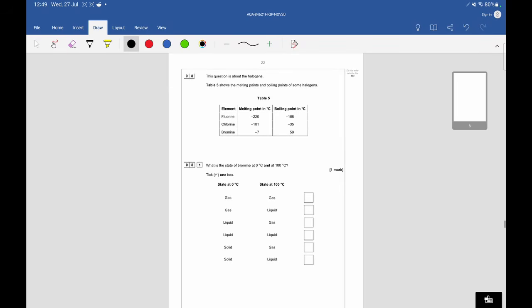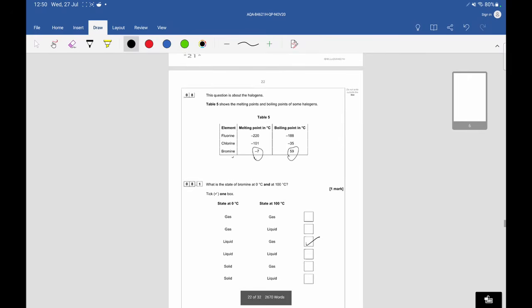Question number 8 is all about the halogens, and it says what state is bromine at 0 and 100 degrees? Well, if we look at the bromine here, the -7 is when it melts and it boils at 59. So at 0 degrees, it is above its melting point. This means it will have gone from a solid into a liquid at this point. So it will be a liquid at 0 degrees, and 100 degrees is over 59, and this means it will have boiled at this point. This means it will be a liquid and a gas at those 2 temperatures.